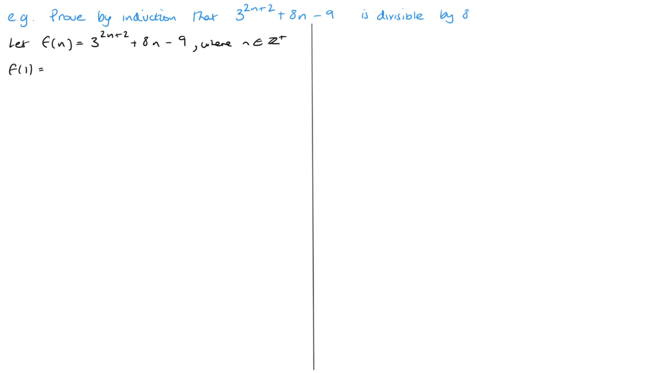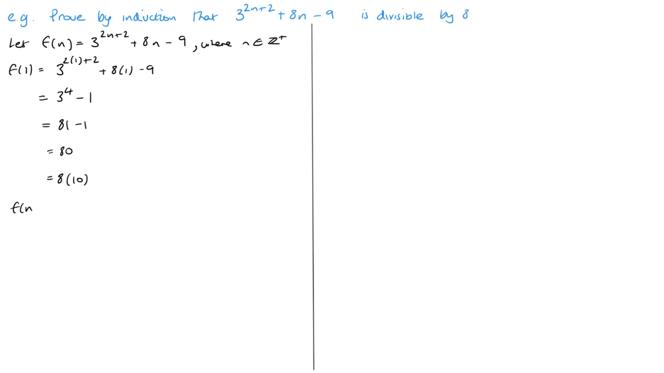So the first step is substituting 1 in. So 3 to the power 2 times 1 plus 2, plus 8 times 1 minus 9. So this is 3 to the power 4, minus 8 minus 9, so minus 1. 3 to the power 4 is 81, and 81 minus 1 is 80. And this is obviously 8 times 10, so it's divisible by 8.